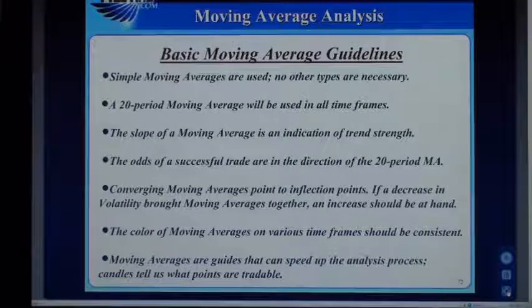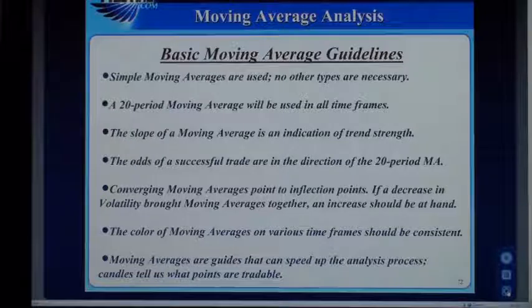Now, the odds of a successful trade are in the direction of the 20 MA, or another way of saying it is trading in the direction of the trend. If prices are above their 20 MA, odds are high that the trend is going to be up, and vice versa. If prices are trending below their 20 MA, odds are that the trend is going to be down, and rallies within a downtrend will be sellable.